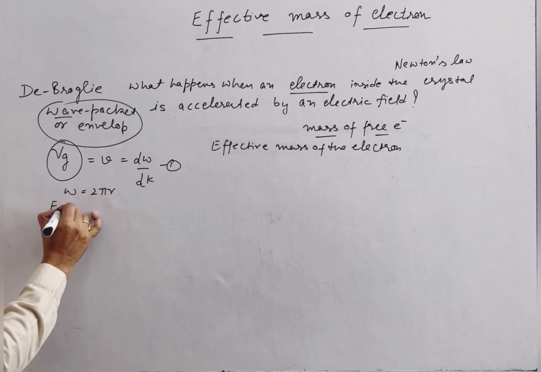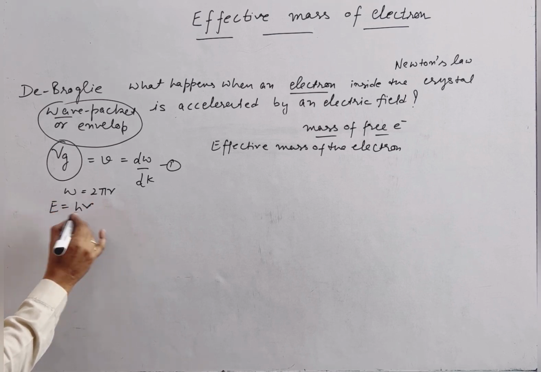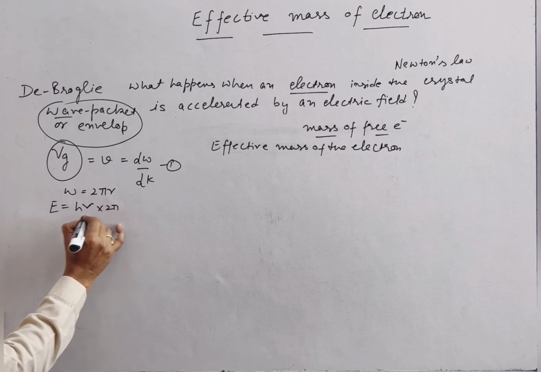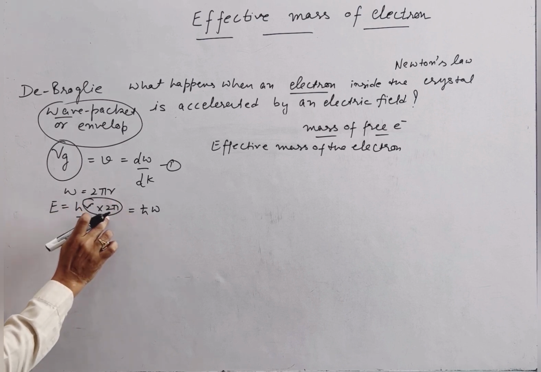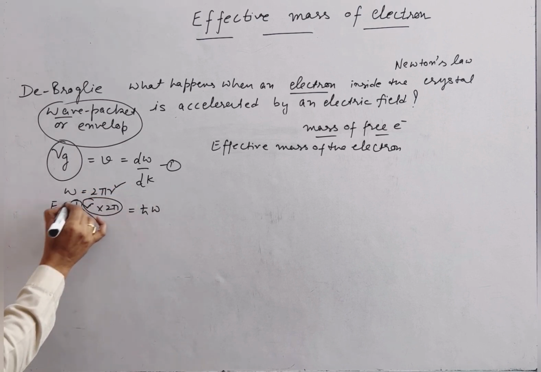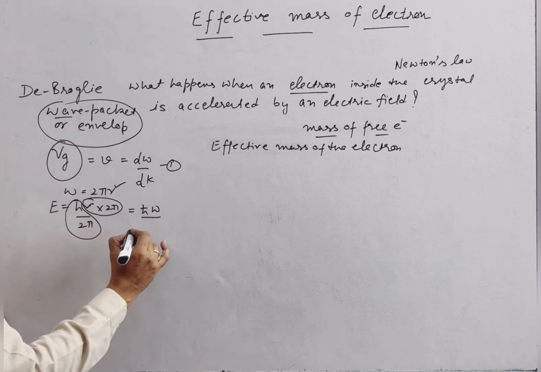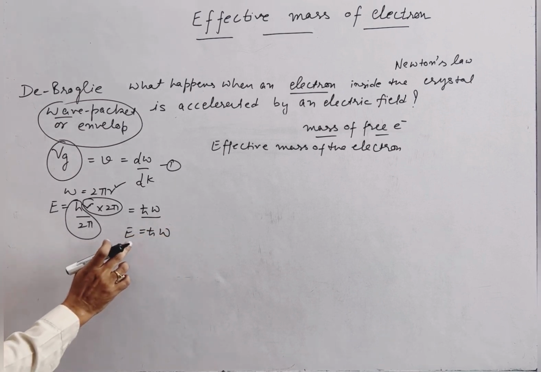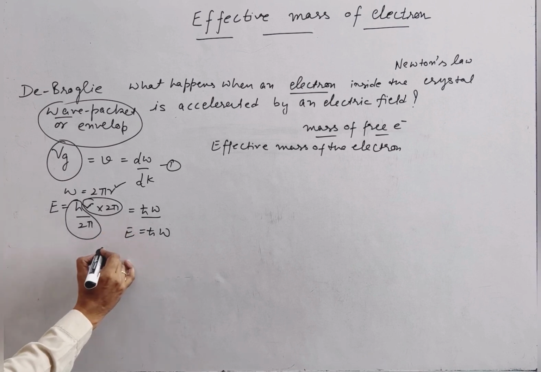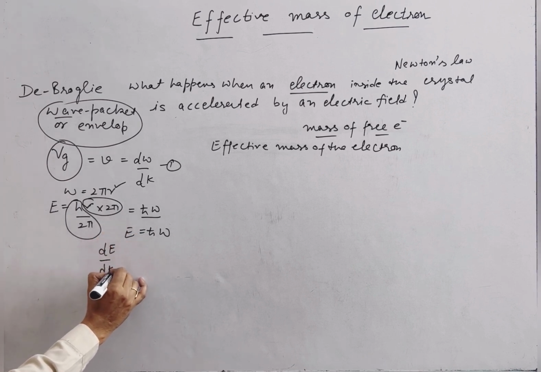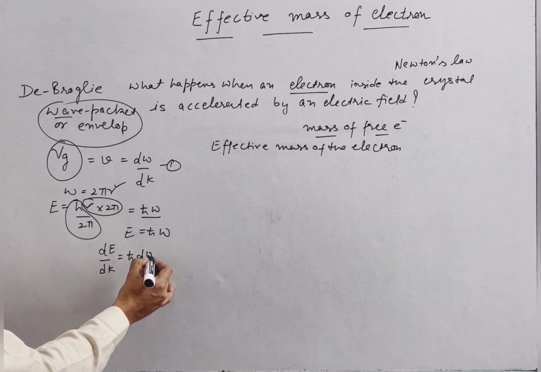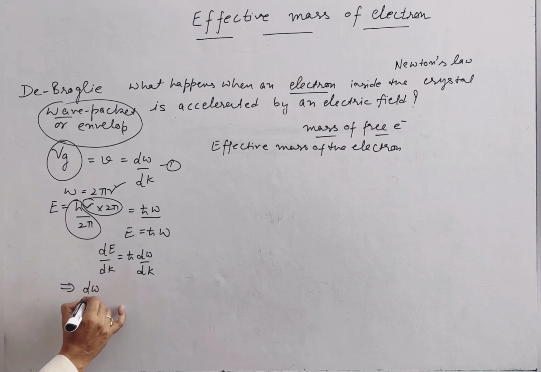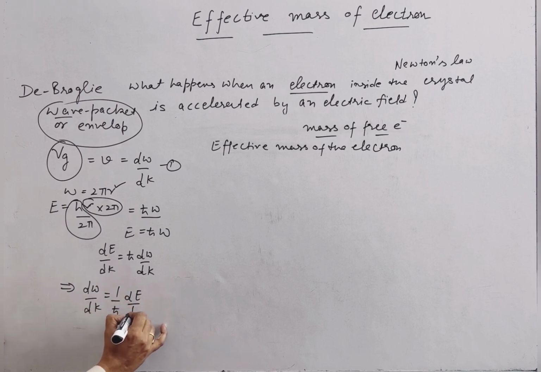We know E equals h nu. Now multiplying this by 2 pi and dividing by 2 pi, we get h cut omega. This 2 pi nu is omega, and h upon 2 pi is h cut. So we get E equal to h cut omega. Now differentiating this with respect to k, we have dE by dk equal to h cut d omega by dk. Now from here, d omega by dk equals 1 upon h cut dE by dk.